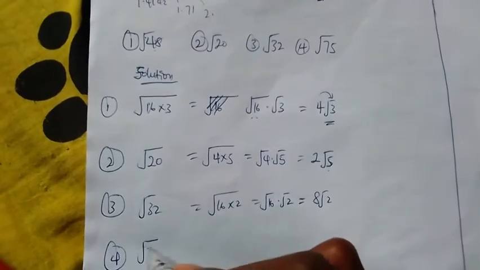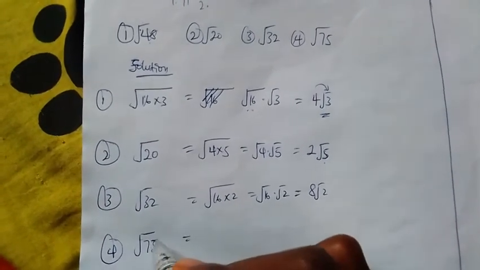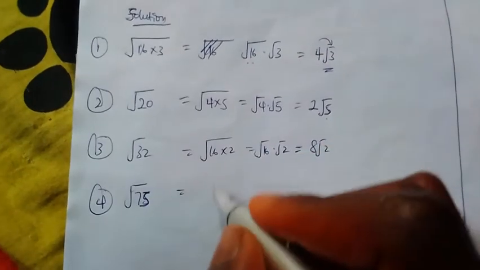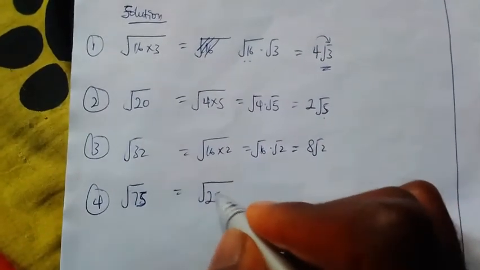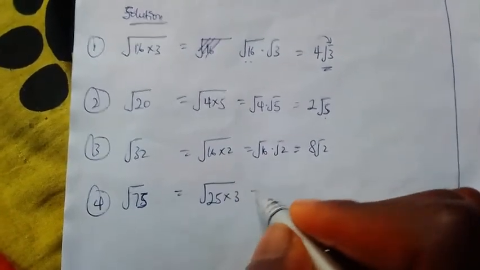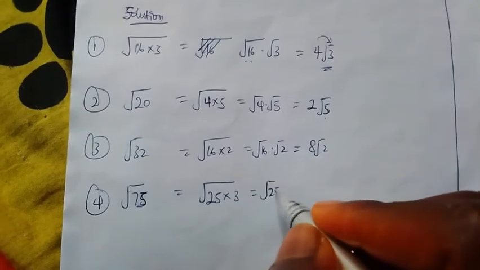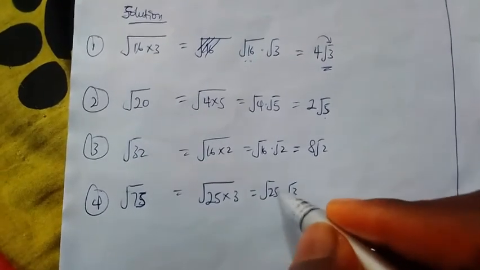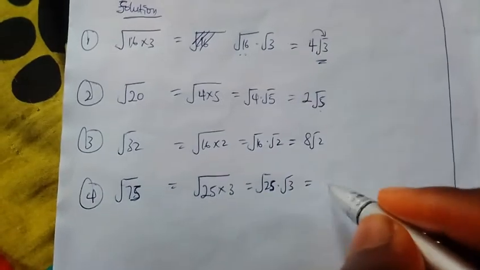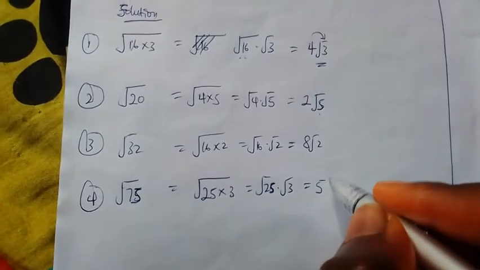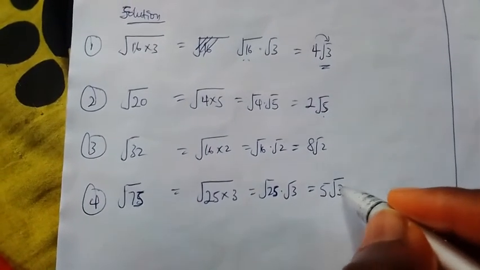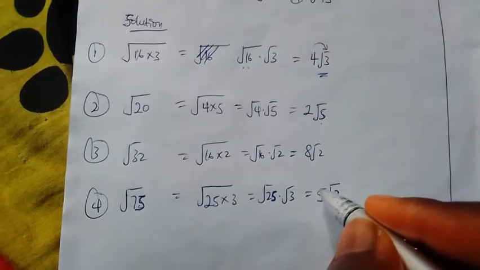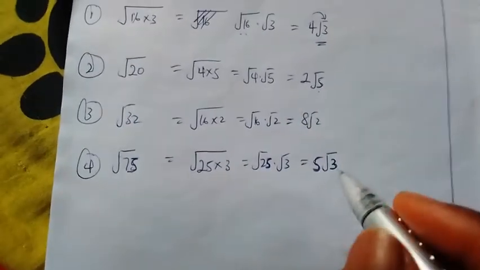And finally, we have what? Root 75, which is the same thing as what? Root 25 times what? 3. And that's the same thing as root 25 times root 3. And my answer gives us what? 5 root 3. Because root 25 is 5 and root 3 still remains as what? Root 3.